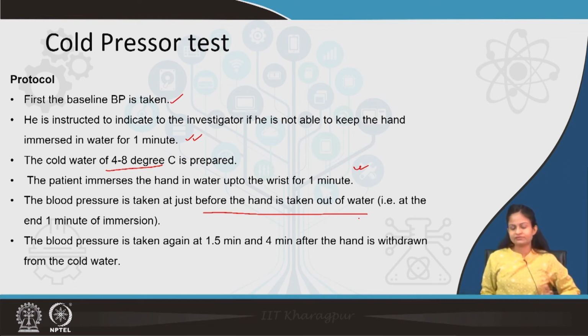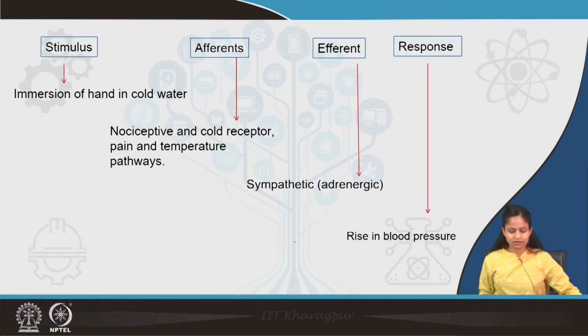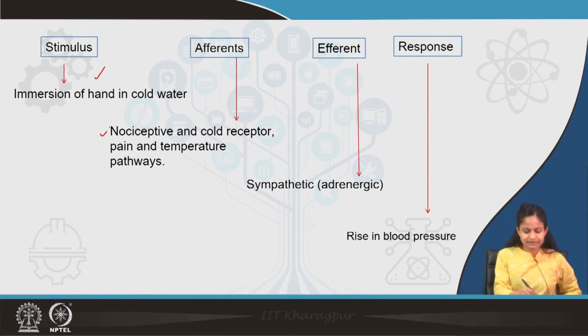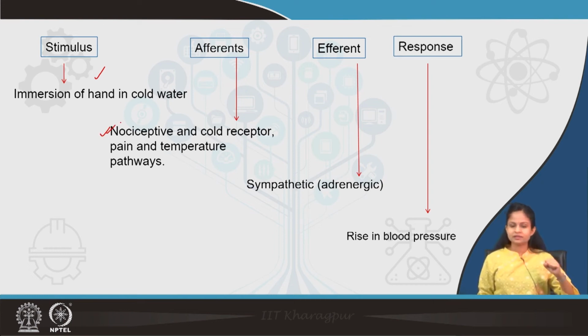Conventionally, we have to take it at the end of the 1 minute. The blood pressure is again taken at 1.5 minutes, meaning post recovery, and 4 minutes after the hand is withdrawn from the cold water. Here the stimulus is immersion of the hand in the cold water. The afferents here are the nociceptors and the temperature pathways. The person dipping his hand in cold water of 4 to 8 degrees centigrade might not be able to keep it for 1 minute because of the pain pathway or the nociceptive stimulation. So, the afferents are the nociceptive and the cold receptors, the pain and temperature pathways, mainly the spinothalamic pathways.